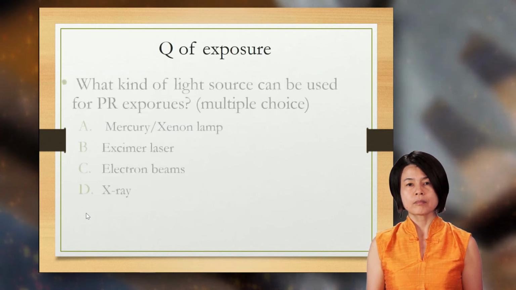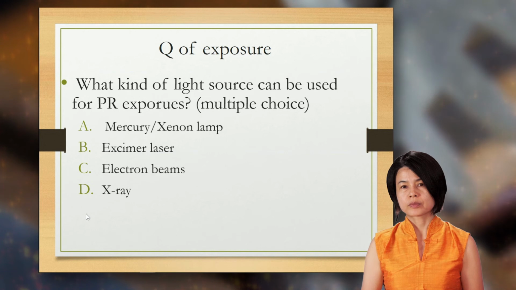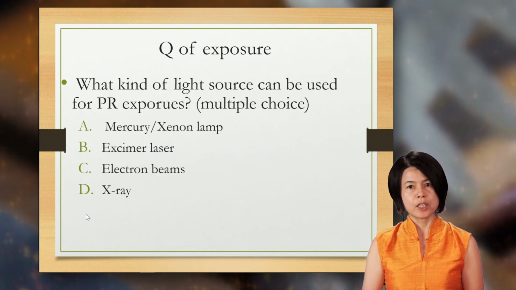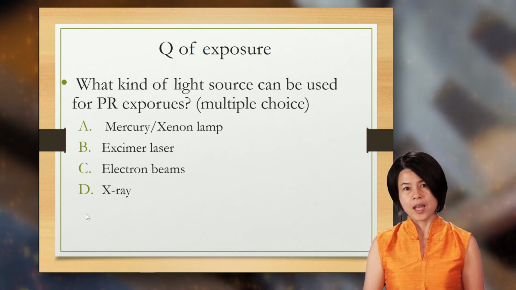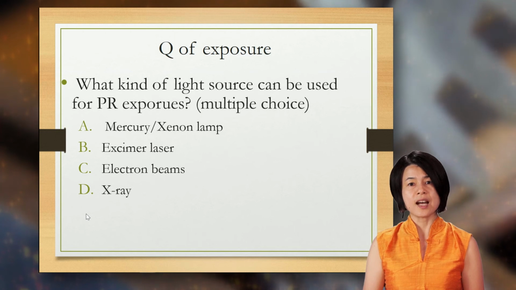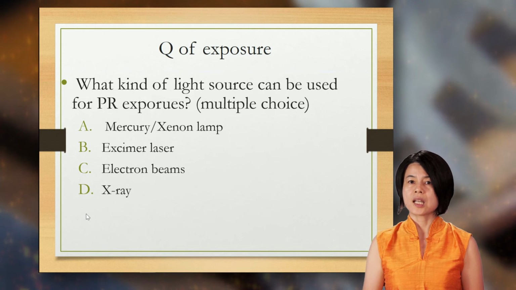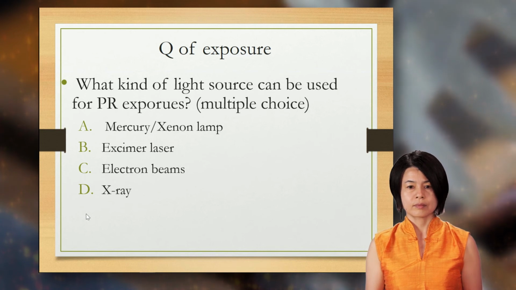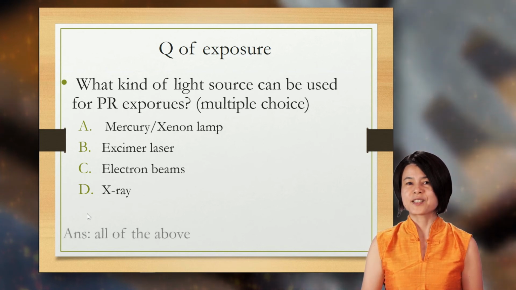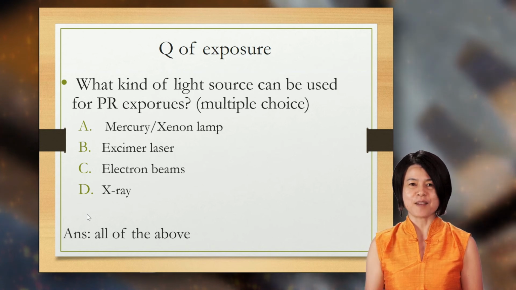Next, question of exposure. What kind of light source can be used for photoresist exposure? This question is a multiple choice. A. Mercury and xenon lamp. B. Excimer laser. C. Electron beams. D. X-ray. Okay, the answer is all of the above. Have you guessed correctly? Good job.